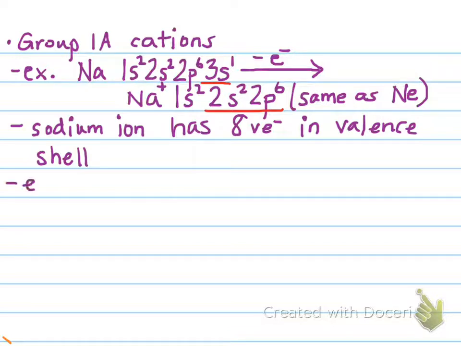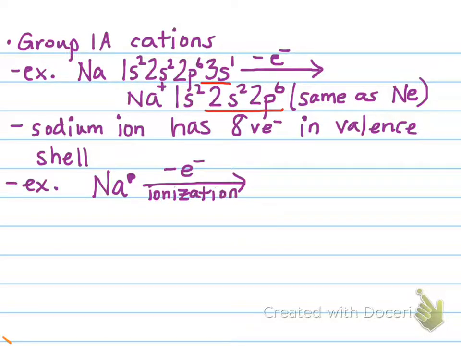Another way that we can look at this is by looking at our electron dot structure. So we can say sodium, which has 1 dot because it has 1 electron in its valence shell, loses its electron because it undergoes ionization. And now it's a sodium ion, and we don't show any dots around it because that 3rd energy level now doesn't contain any electrons.